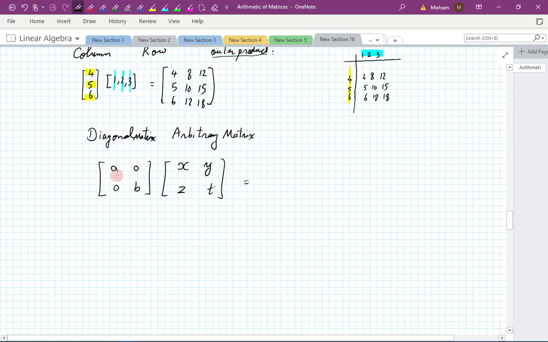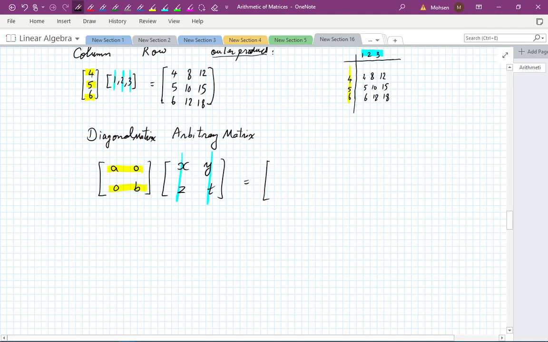Okay, so diagonal meant we have some entries on the diagonal. Off diagonal there are 0. Arbitrary means anything goes. Well, how are we supposed to multiply? Not any different than what we have been doing over and over again. So let's go ahead and do this.